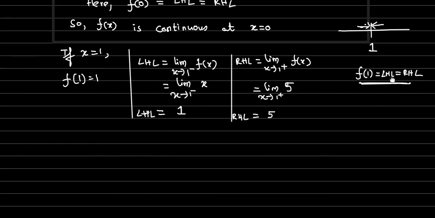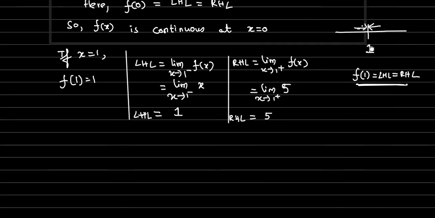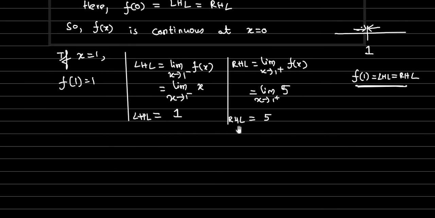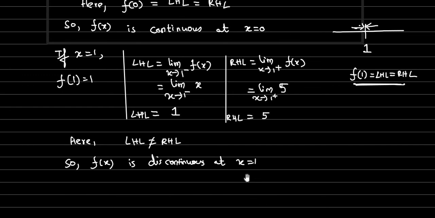Now if you notice, f of 1 and the left hand limit values are the same, but the right hand side limit is not the same. If all three things are equal only, we can say the function is continuous at a particular point. But here only f of 1 and the left hand limit are the same, the right hand limit is different. So the left hand limit and right hand limit are not the same, so f of x is discontinuous at x equal to 1.